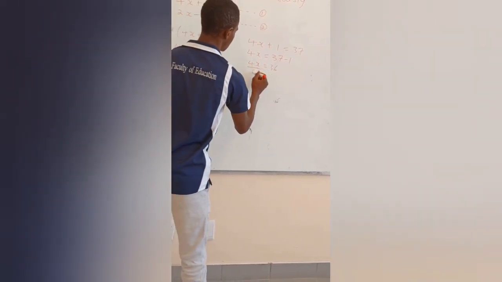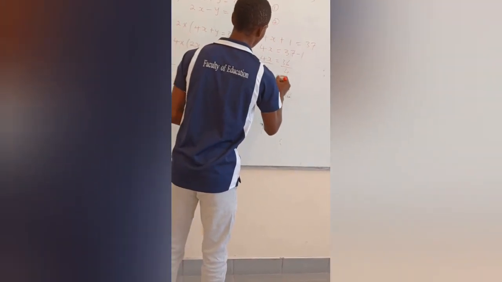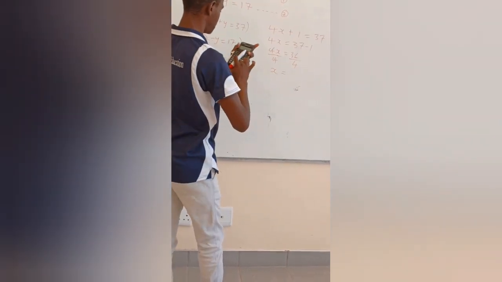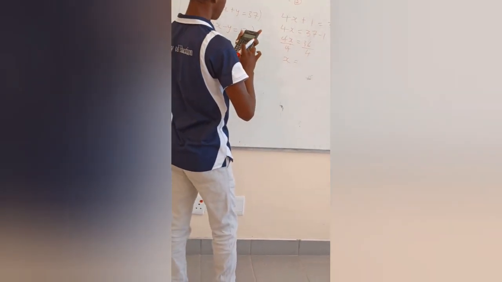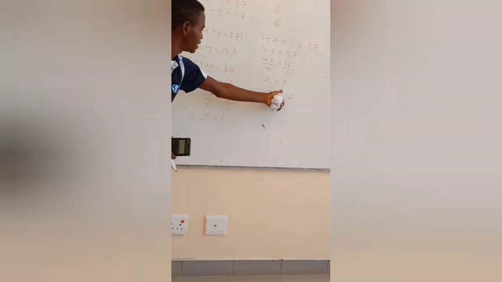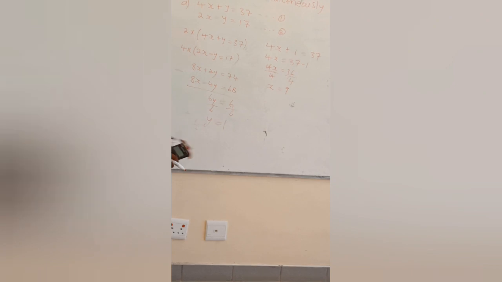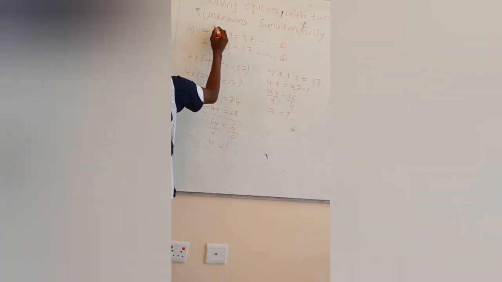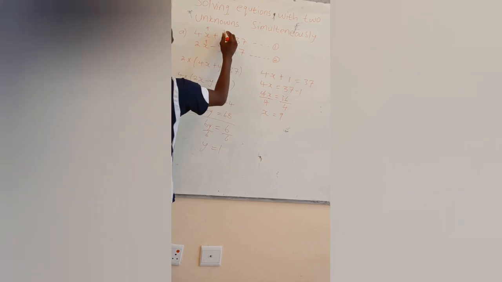So you divide both sides by 4. 4 and 4 will cancel. You will be left with x. 36 divided by 4, you'll be left with 9. So your x is 9. Your y is 1. You can still prove your answers where you put 9 into x and 1 into y.